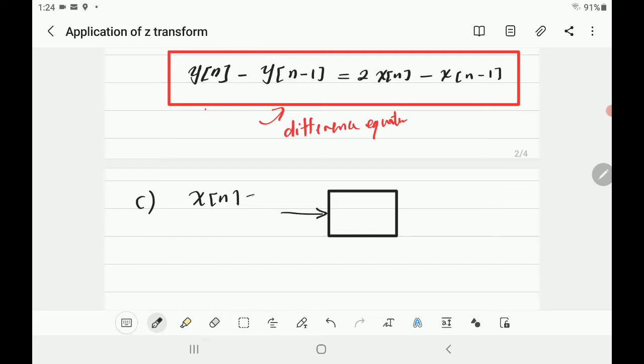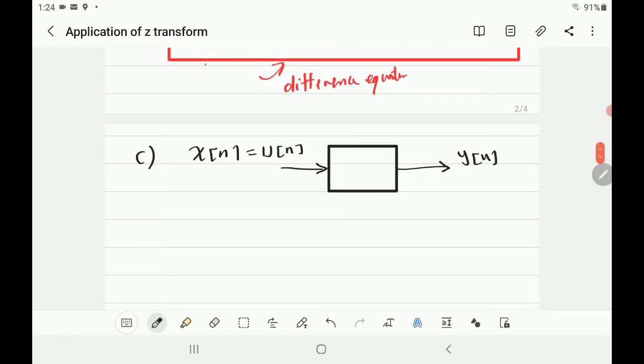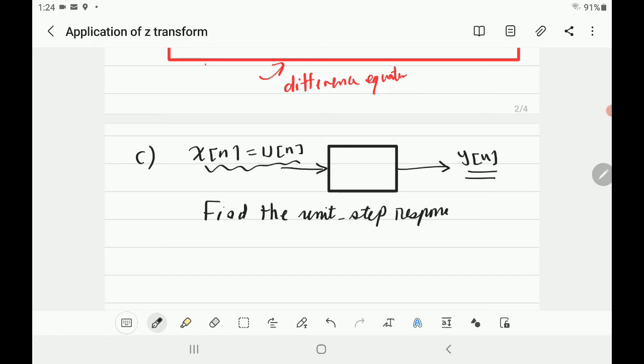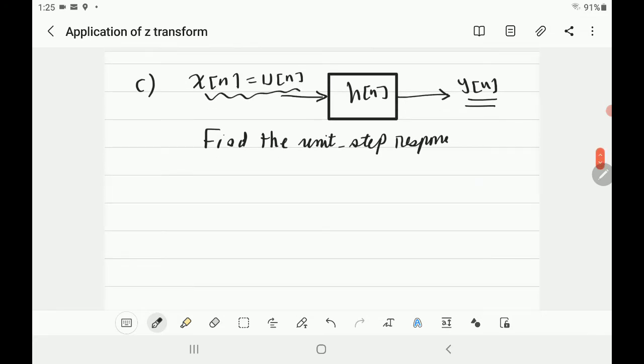If x of n is equal to the unit step in this problem, what's y of n? It means find the unit step response. It means find the output when the input is a unit step. All right, and it's given h of n and h of z.